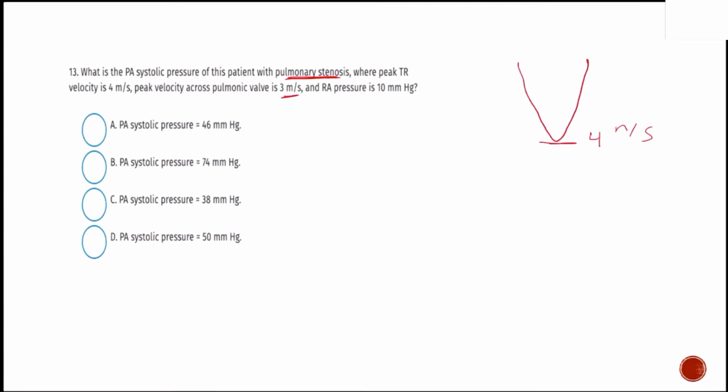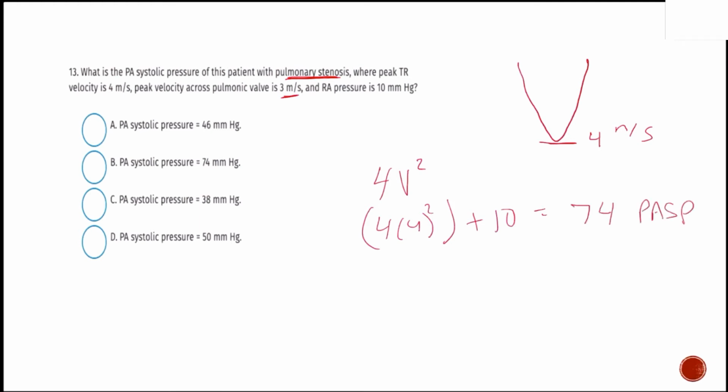So while we calculate, let's talk about it. So what do we care about? I'll do the numbers if you want to talk me through it. 4V squared on the pulmonic, TR, so 4 times 4 squared. Okay, 4 times 4 squared, plus 10, okay. That gives you 74, okay.